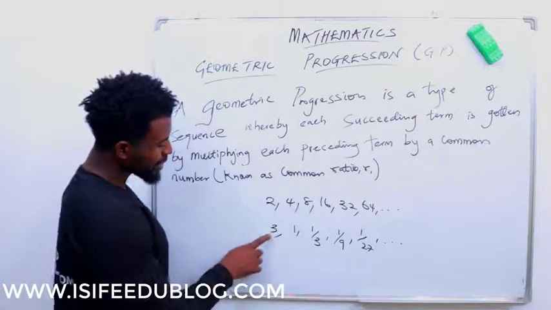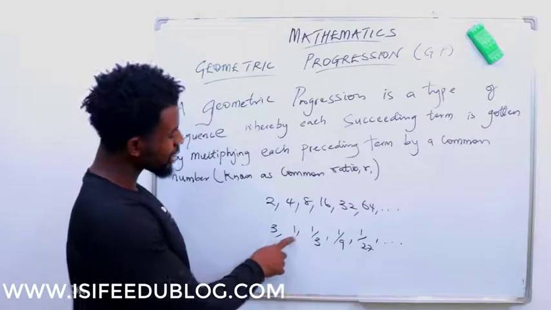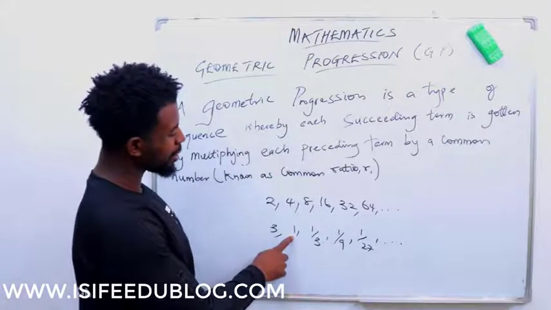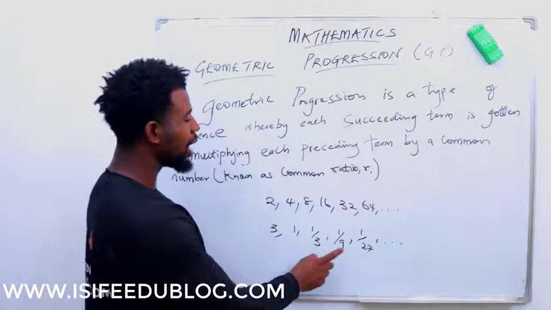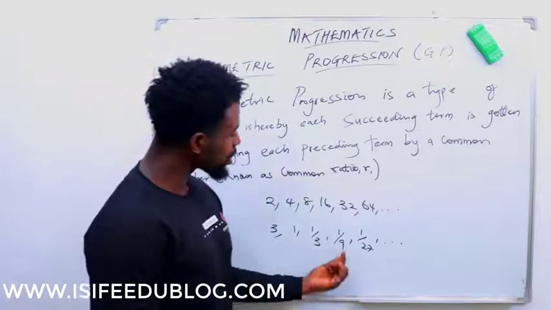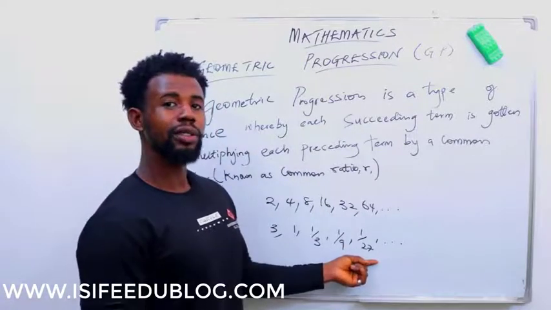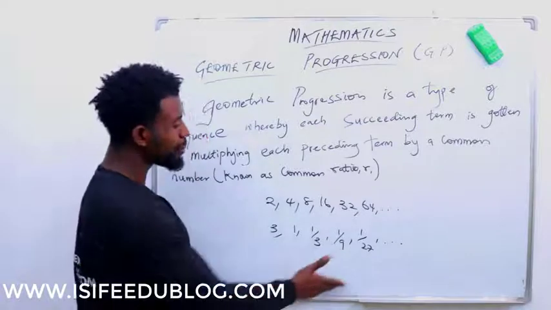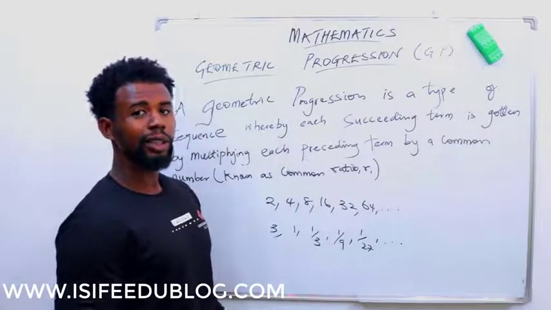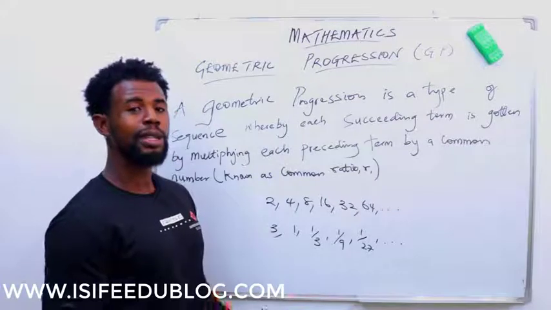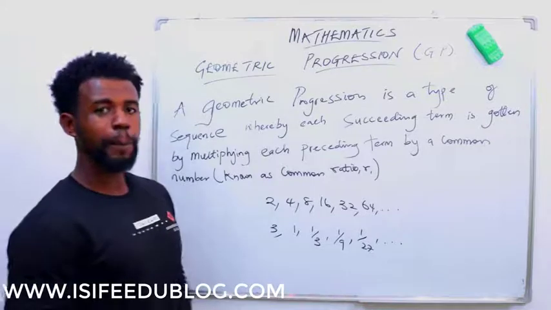We found out that if I multiply my first term, 3, by 1 over 3, I'll get 1. If I multiply 1 by 1 over 3, I'll get 1 over 3. If I multiply 1 over 3 by 1 over 3, I'll get 1 over 9. And if I multiply 1 over 9 by 1 over 3, I will get 1 over 27. So this group of numbers follows a multiplicative kind of pattern. So this makes it a geometric progression.